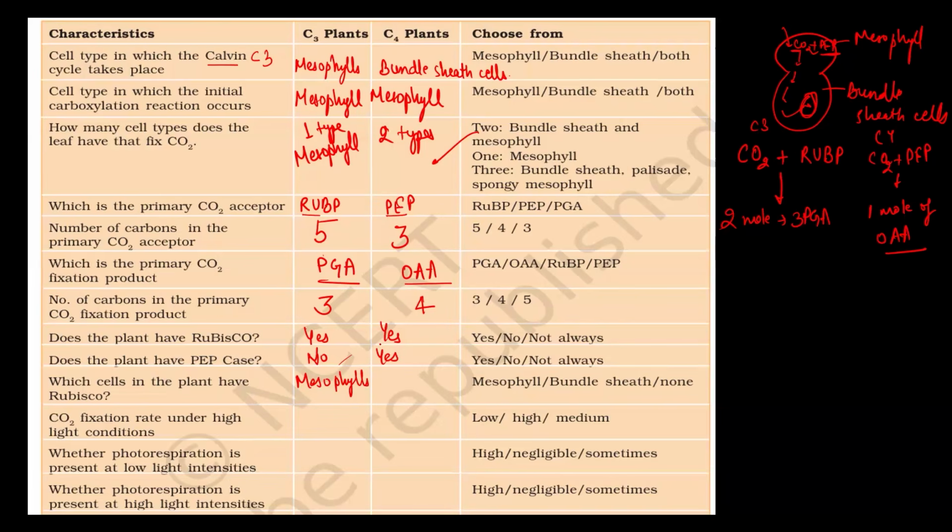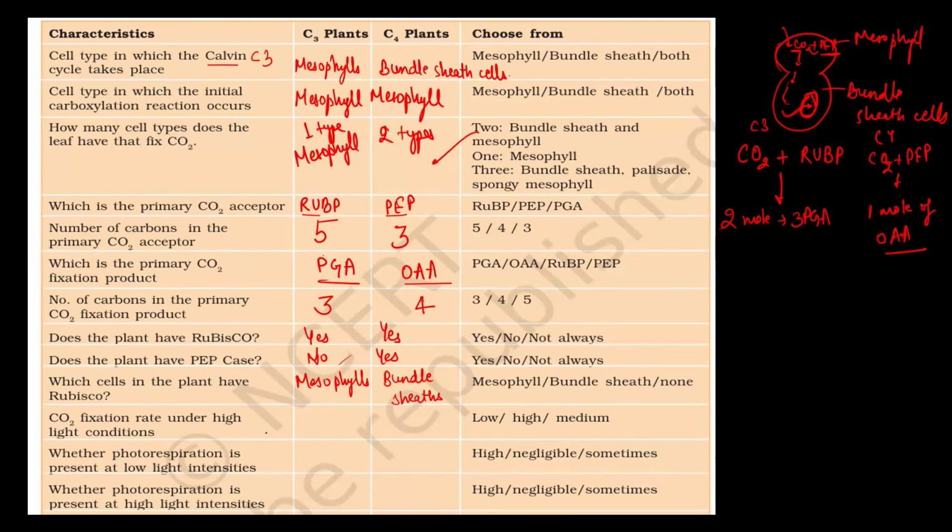But in the case of C4 plants, where is the rubisco present? If you see, the CO2 enters in the mesophyll cells, but it ultimately gets converted into oxaloacetic acid, and then ultimately the carbon dioxide enters into the chloroplast of the bundle sheath, right? And this chloroplast has rubisco. So in the case of C4 plants, the rubisco is in bundle sheath cells. In C4 plants, the mesophyll has PEPcase and bundle sheath cells have rubisco.